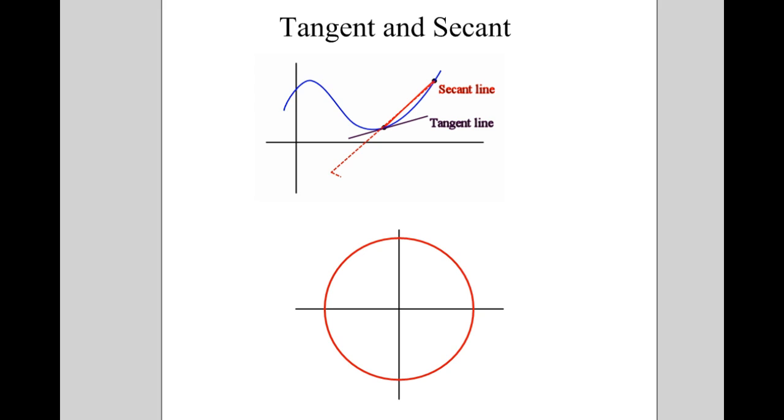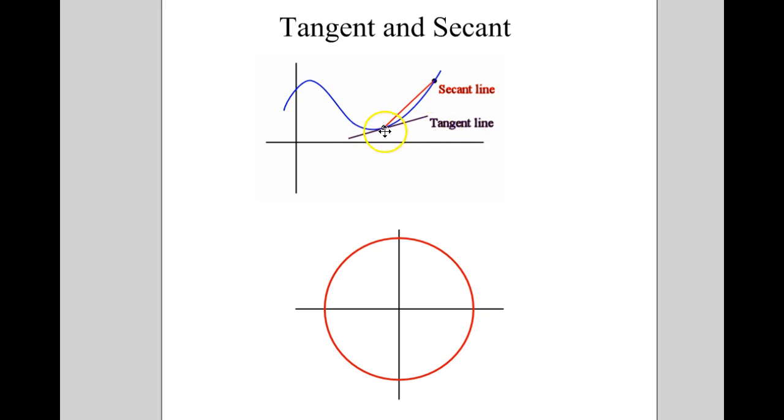So there's 2 points, and there's that line. It just goes through them, and it just keeps on going forever and ever. But that's a secant line. It passes through 2 points. A tangent line is a line that touches the curve at just a single point.